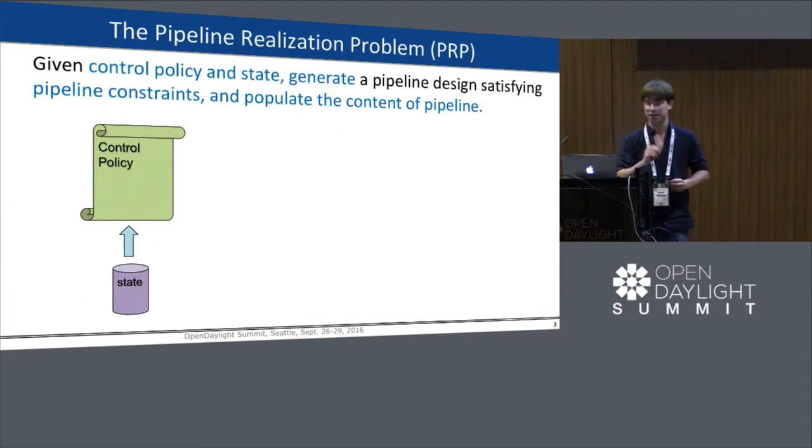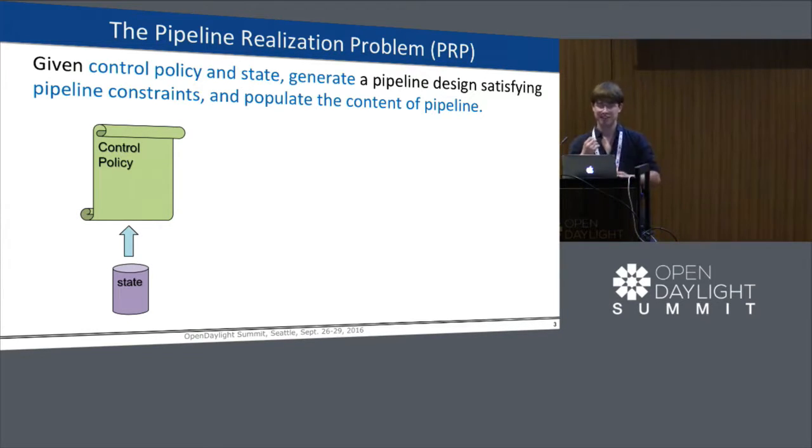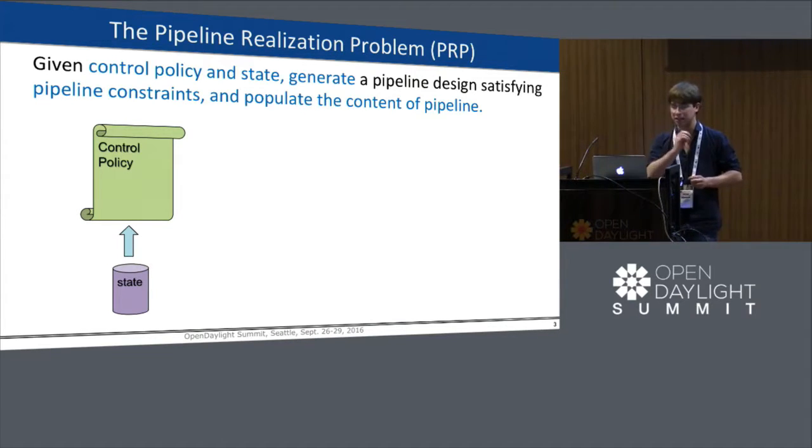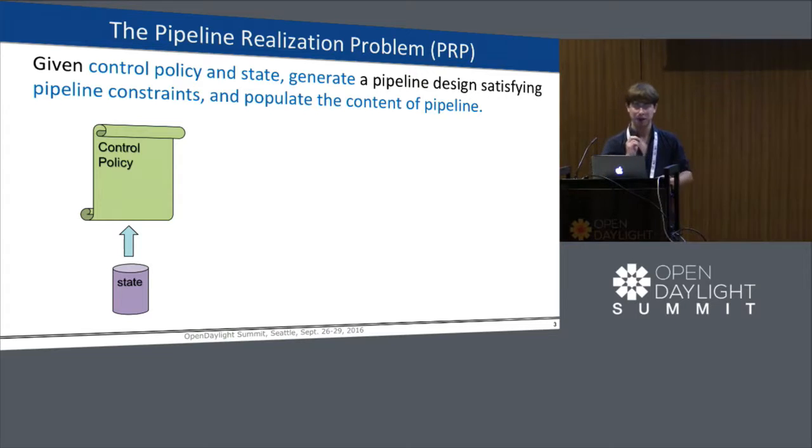This, however, leads to the pipeline realization problem. That is, given a control policy, a program that we'd like to implement on our switch, and the current state of the network, how to generate a pipeline design satisfying the pipeline constraints, such as maximum pipeline size, such as memory in any one table, and populate the content of that pipeline.